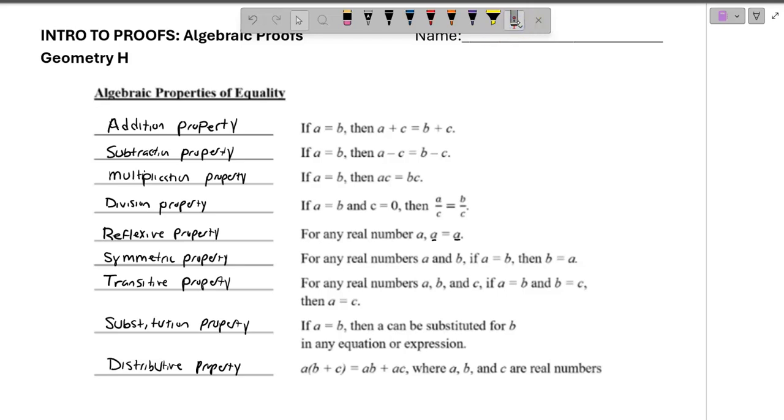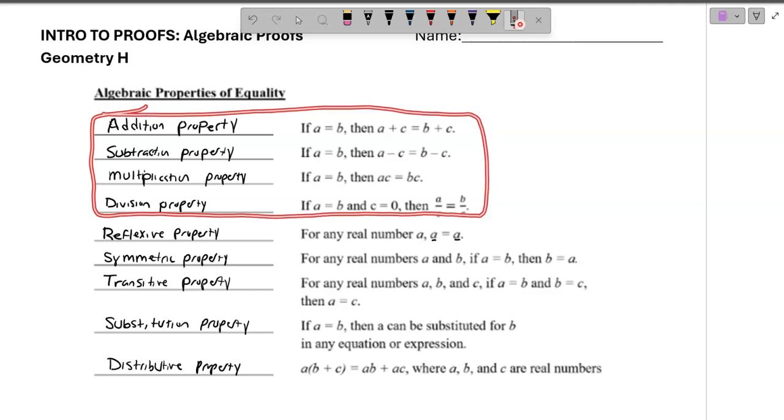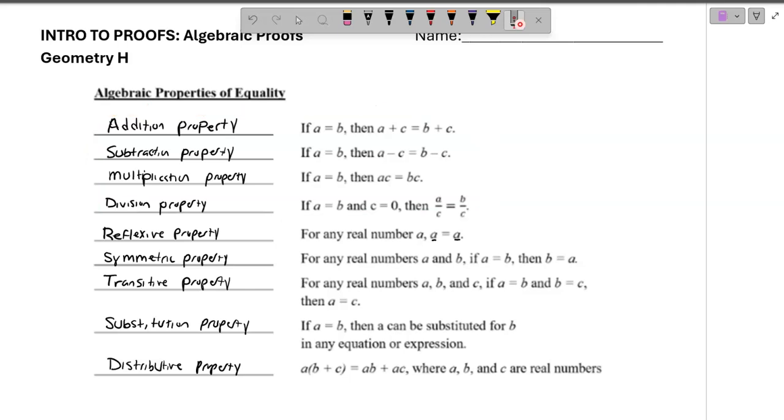When we're solving an algebraic equation, 2x plus 1 equals 10, for example, what properties am I allowed to use to get x by itself? Well, the four most obvious ones are the operations: addition, subtraction, multiplication, and division. If you have equation A equals B, I am permitted to add a C to both sides of that equation. That is called the addition property of equality.